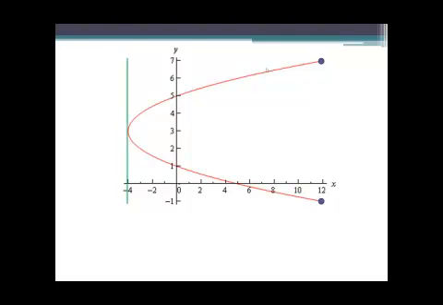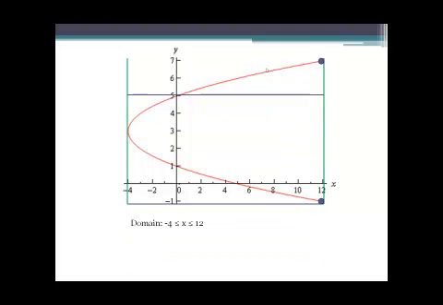Okay, let's look at a function that opens to the right. Our domain goes from negative 4 to positive 12. See if you can do the range on your own on this one. Pause the video and then press play to check your work. So you should have found your range going from negative 1 to positive 7.